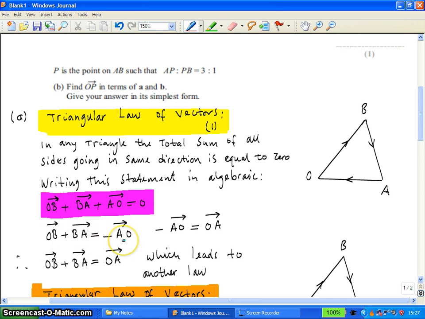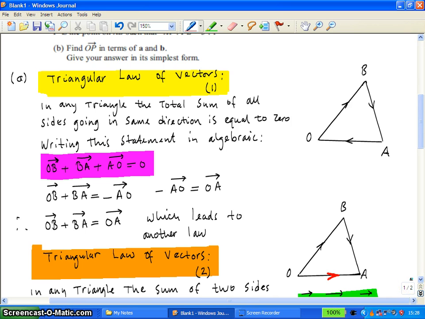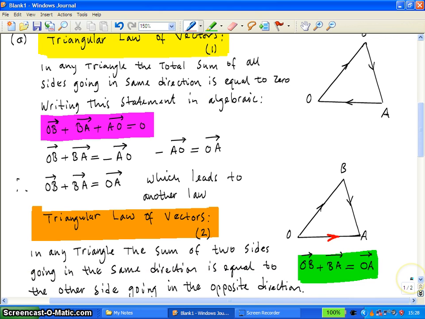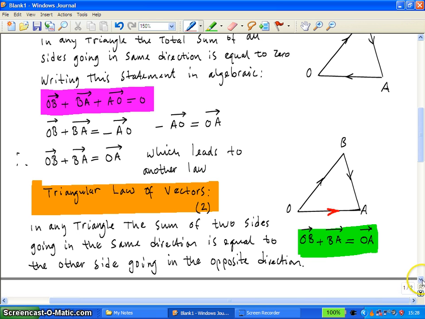minus AO, and knowing that minus AO is equal to OA, remember in any vector you can change the sign of the vector provided you change the direction of it. It cancels out the effect. So replacing minus AO by OA, we end up with a second triangular law of vectors, which says in any triangle the sum of the two sides going in the same direction is equal to the other side going in the opposite direction.